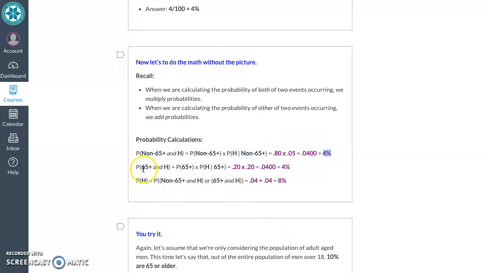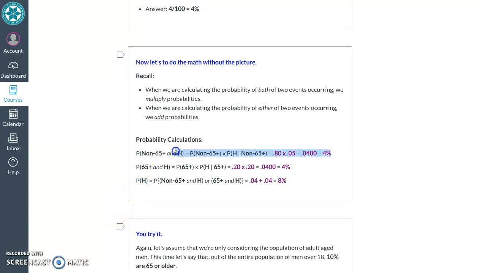What's the probability of being 65 plus and having a heart attack? Well, first, what's the probability you're in that group? 20%. And what's the probability of having a heart attack given you're in that group? 20%. Multiply those, 4%. Finally, what is the probability of having a heart attack for a man of any age?